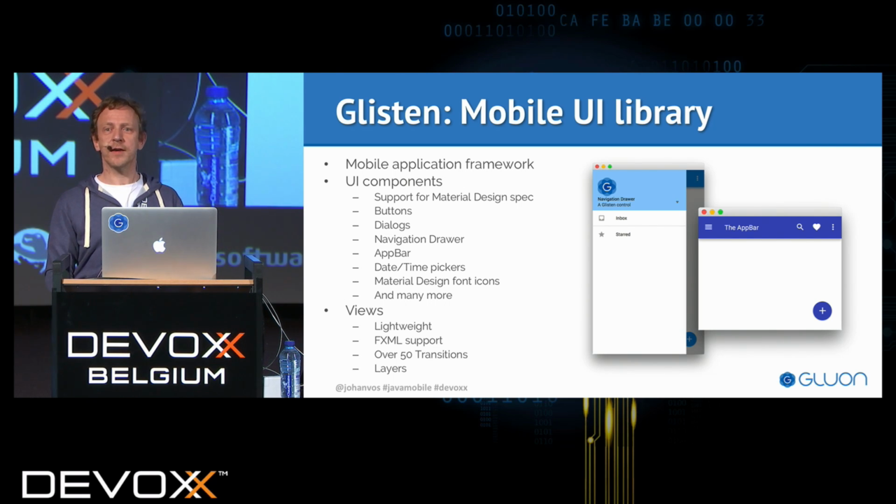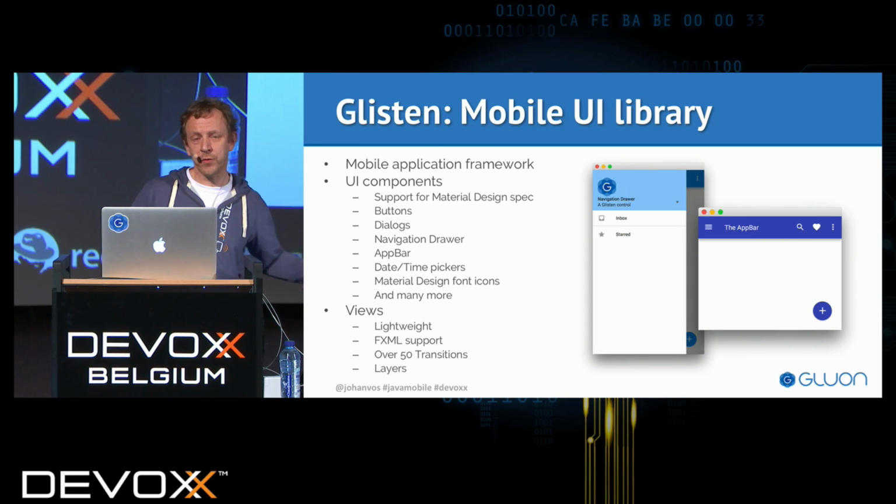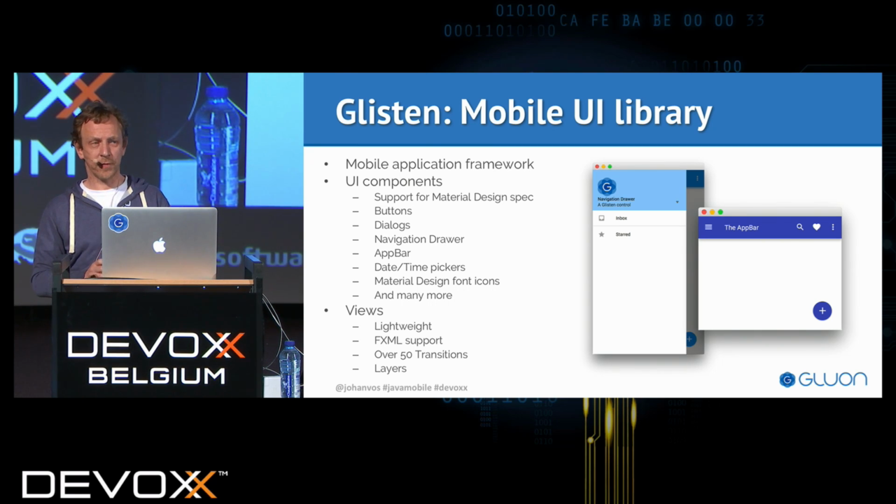And apart from the existing JavaFX controls, we also have a number of mobile-specific controls, like the app bar and, what's it called, the toast and the floating action button, and many more. We also have support for views, lightweight views, because you have to switch fast between different views. We support FXML, which is the language for defining user interfaces in JavaFX. You can write them in a declarative way using FXML, or you can program them.